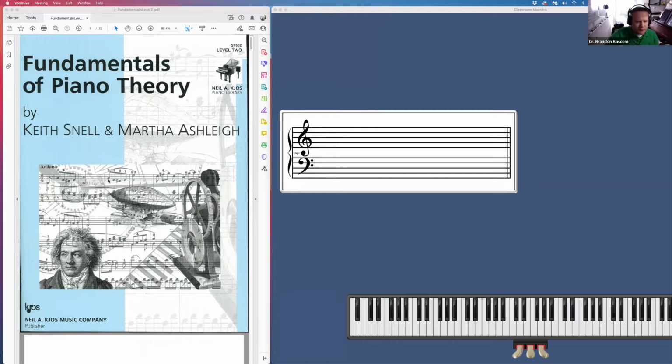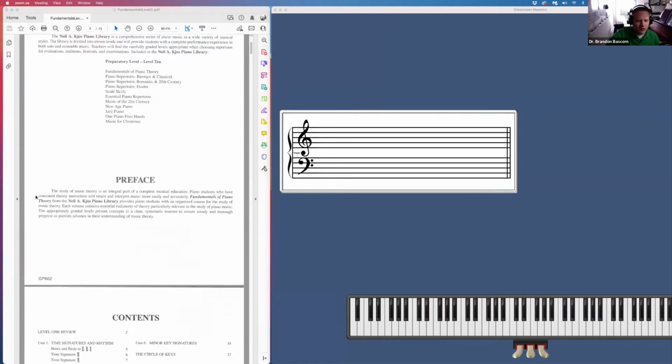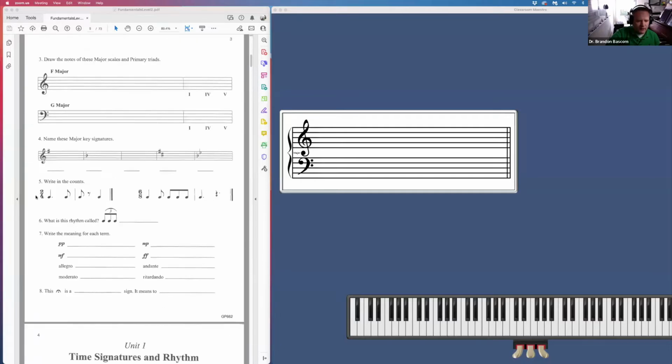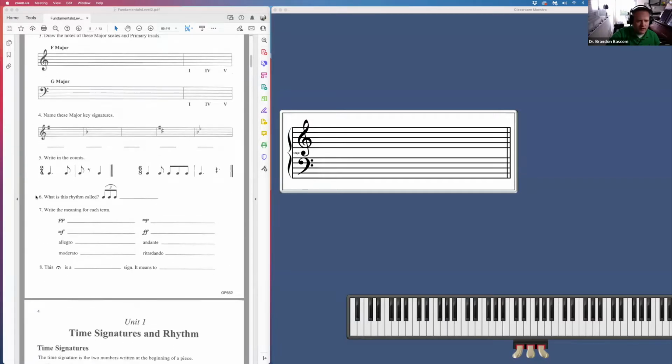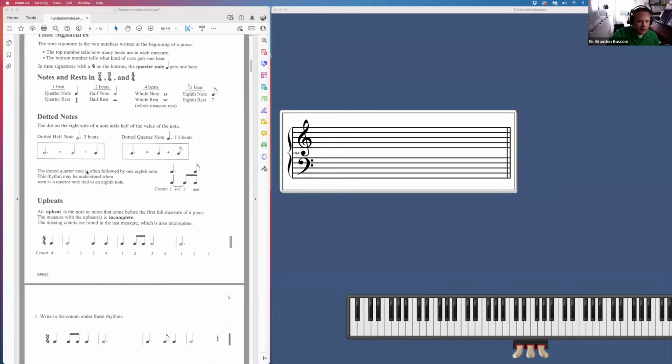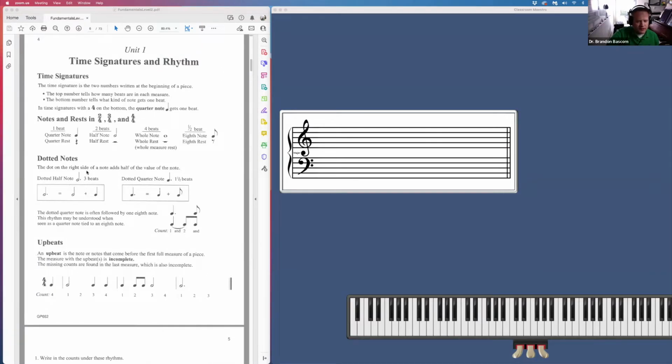This level starts with a review. So we're reviewing note names, five-finger patterns, the tonic, the subdominant, and the dominant, writing in the counts for rhythms and some terms. Should be pretty easy. Unit 1 is time signatures and rhythm.